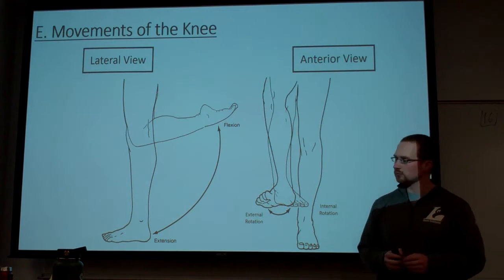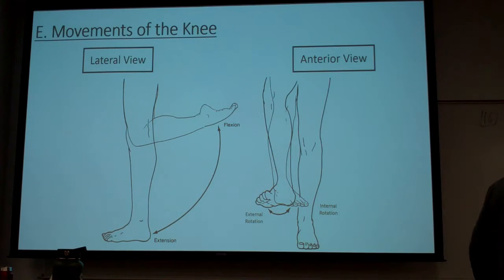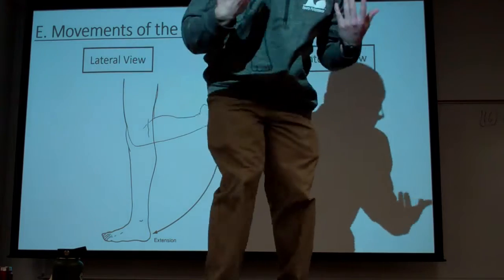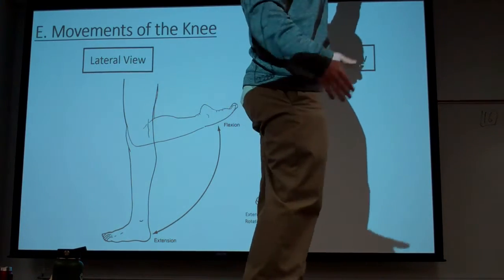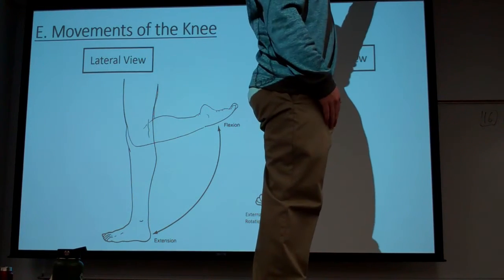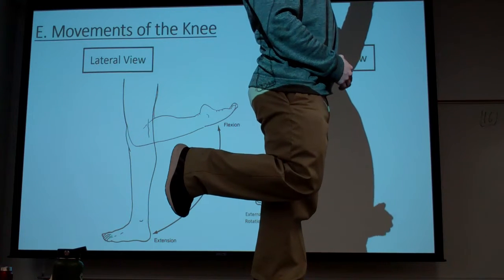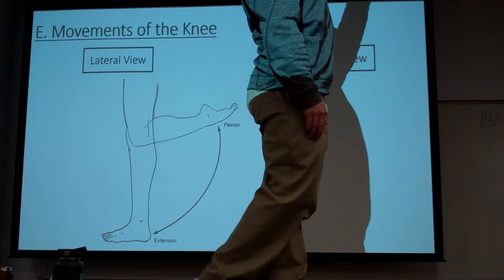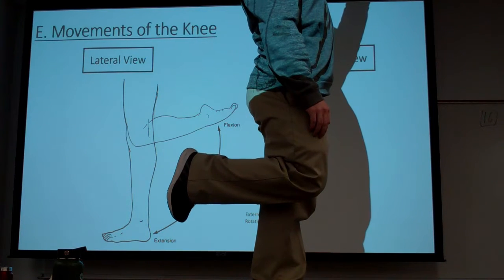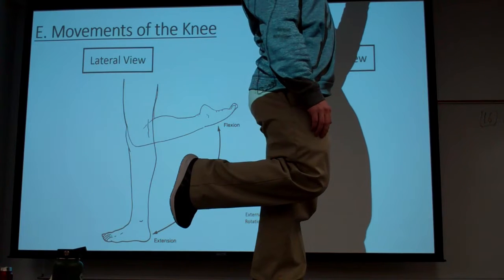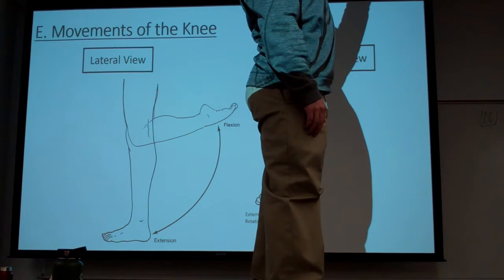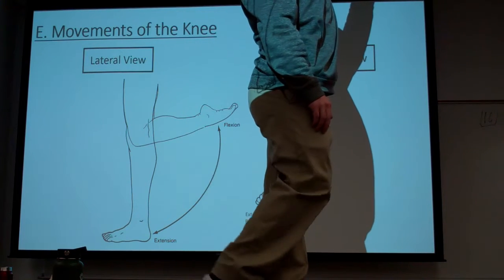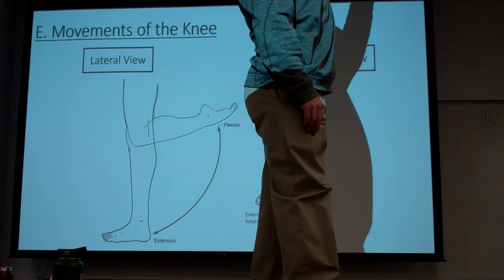Movements of the knee. Like anything, when we're talking about our appendages, our arms and our legs, from the anatomical position, coming up is decreasing that joint angle, or would be knee flexion. So start, finish, that would be knee flexion. Coming down, making that joint angle greater, would be knee extension. So coming down, knee extension.